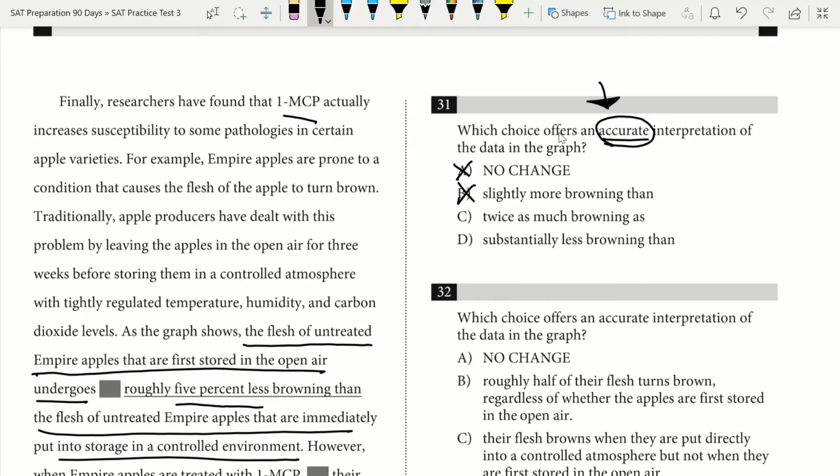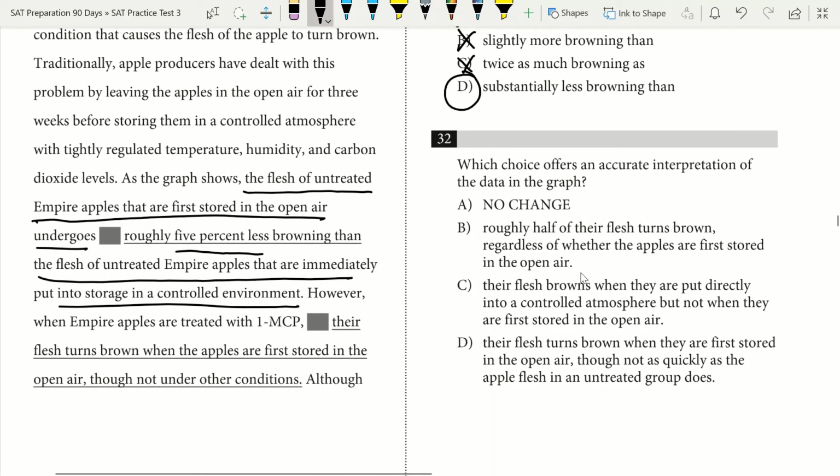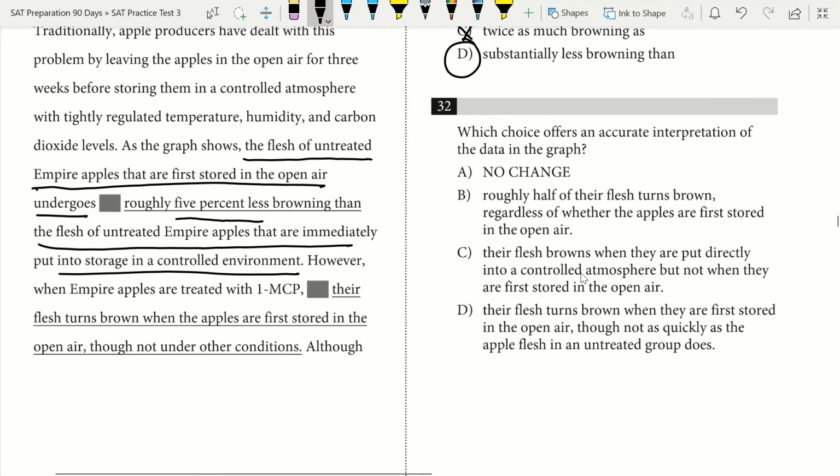I have C, twice as much browning, but it was more like 10 times. And then I have D, substantially less browning, and that's going to be my answer there. So 31 has to be D, substantially less browning, because that is what is accurate according to the graph. All right, 32. Which choice offers an accurate interpretation of data in the graph?